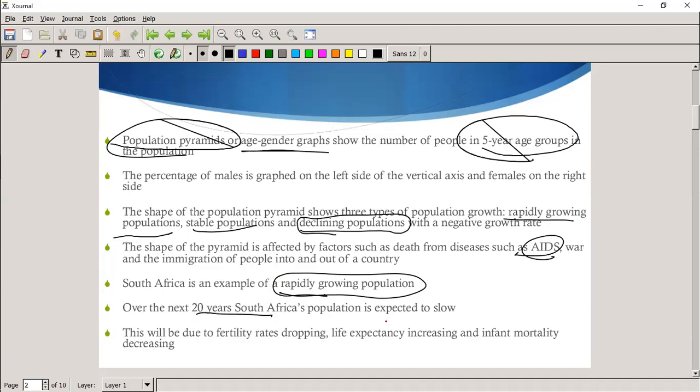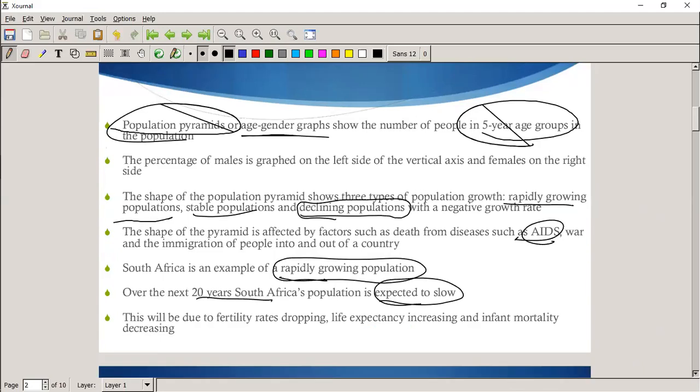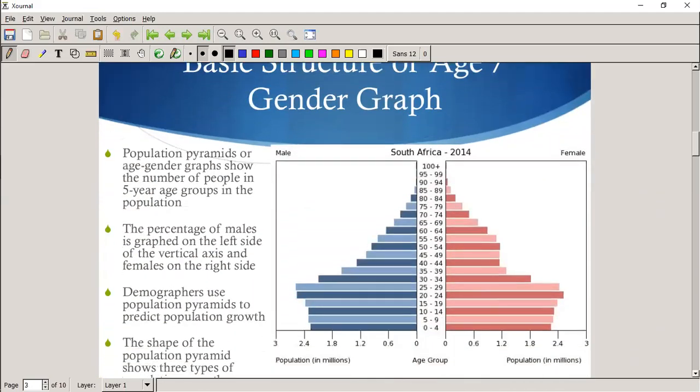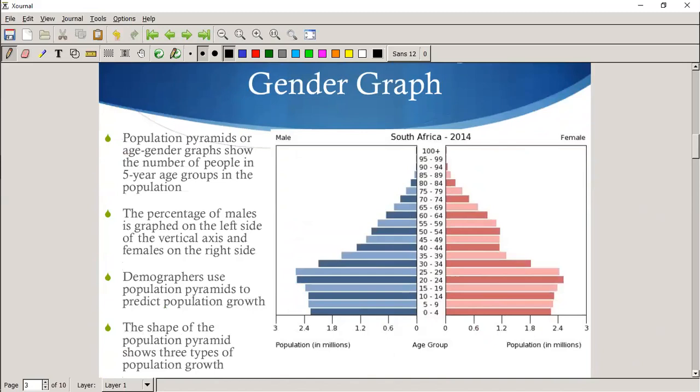Over the next 20 years, we are expected to slow down our population growth naturally, and this will be due to fertility rates dropping, life expectancy increasing, and infant mortality rate decreasing. Let's take a look at a basic age gender graph. Now, this is South Africa in 2014. And you can see that we have what we call a very wide base. Let's take a look at what is happening over here. Each column over here is 5 years. So there's birth to 5 years, 5 to 10 years, 10 to 15 years.